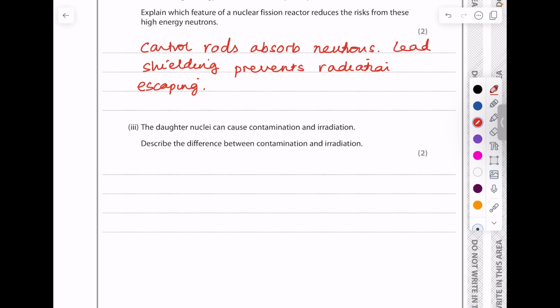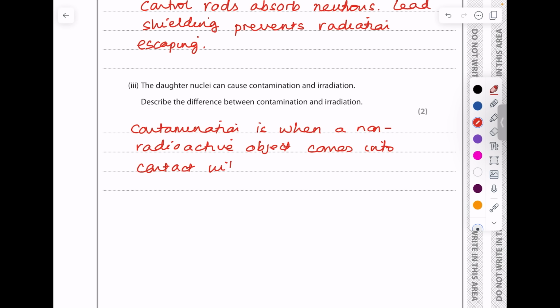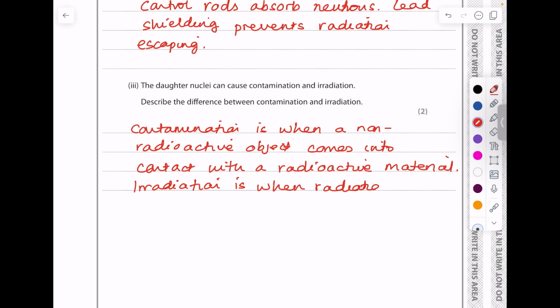Describe the difference between contamination and irradiation. So contamination is when a non-radioactive object comes in contact with a radioactive material. Whereas irradiation is simply when radiation is present.